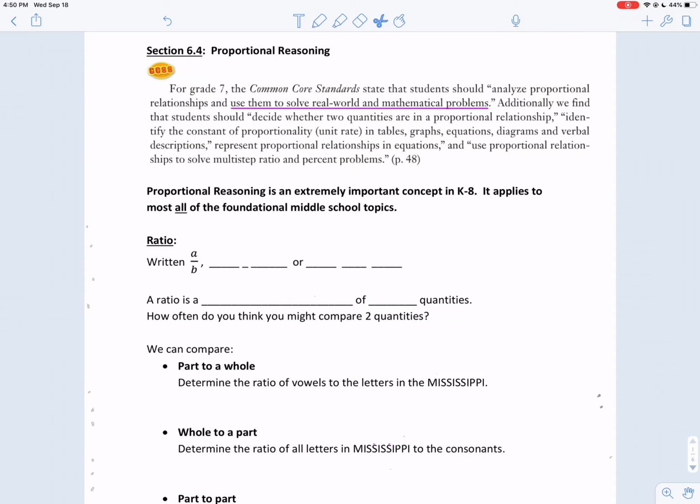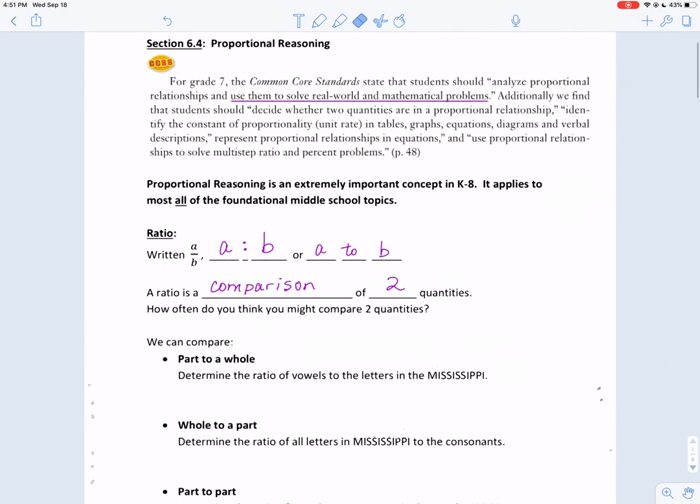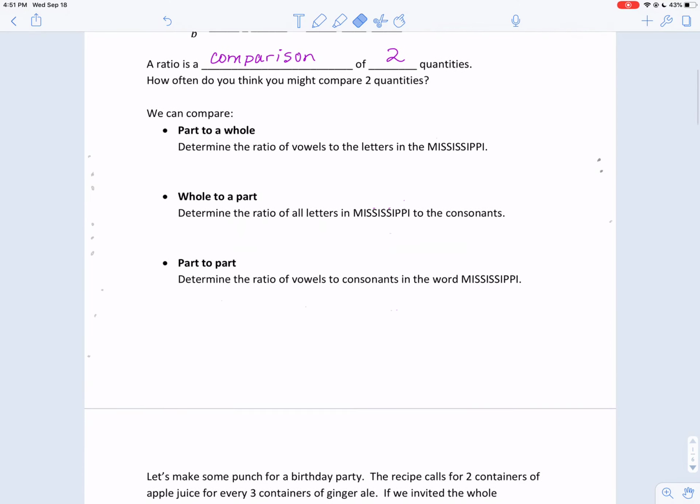A ratio is really a fraction. It can be written A over B. It can be written A colon B, or A to B. But what exactly is a ratio? It's a comparison between two quantities, which we often compare. So they're going to use proportions quite a bit and ratios quite a bit. So first, let's look at a few examples.